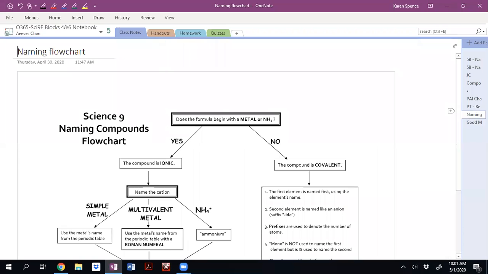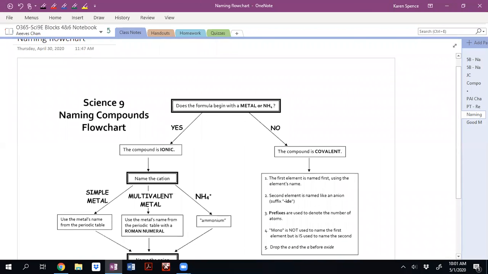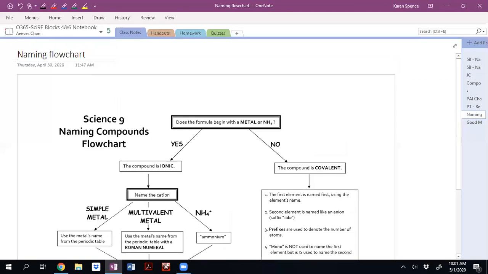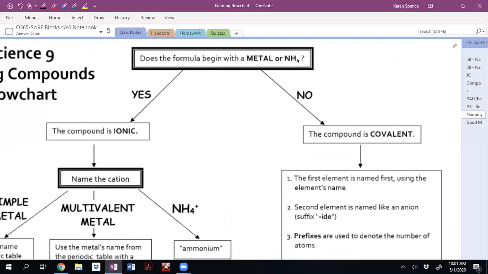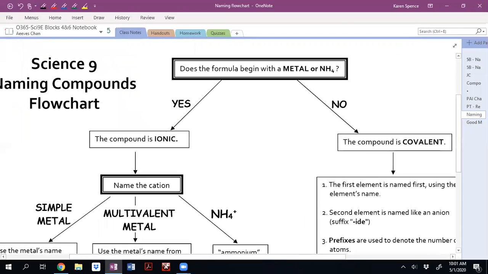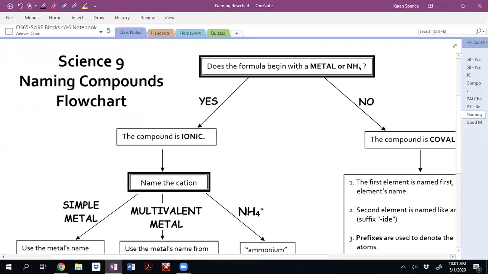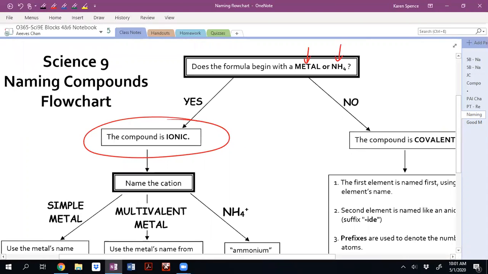Here we go. So this will be attached to the assignment, the worksheet, and the quiz assignment. When you get a formula, you're going to ask yourself, does it begin with a metal or does it begin with NH4? That's going to tell you whether the compound is ionic or covalent. If it's ionic, things get a bit complicated, so we're going to start with covalent first.